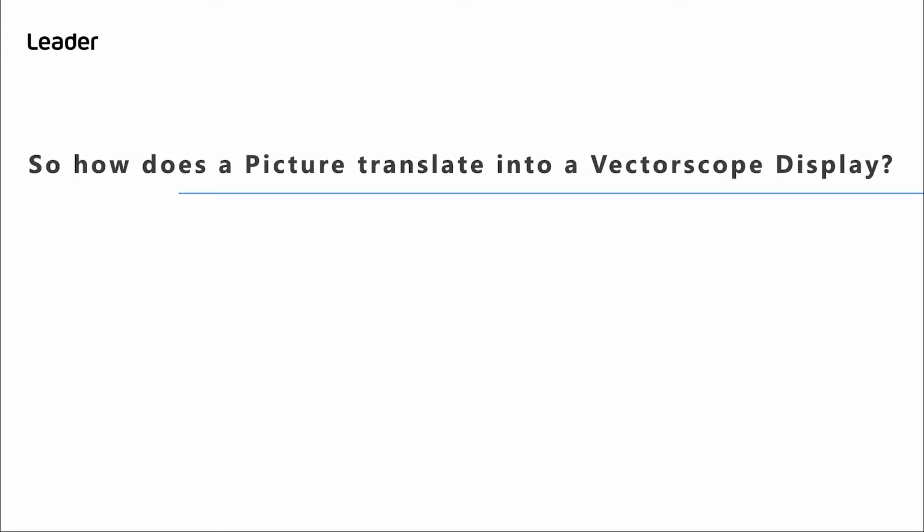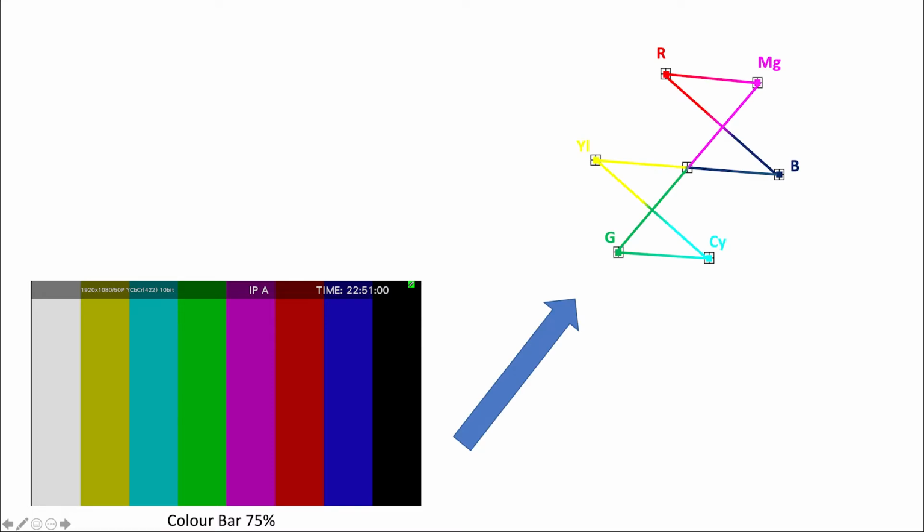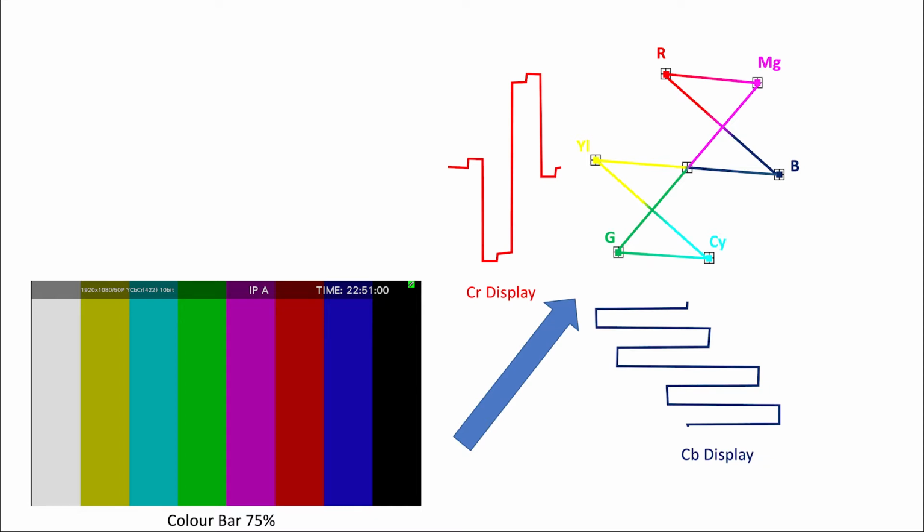So how does a picture translate into a vectorscope display? A 75% color bars test pattern translates into the following trace on the vectorscope display. As the vectorscope plots CB and CR channels against each other, here you can see from the CB and CR waveform displays how they result in the vectorscope display.